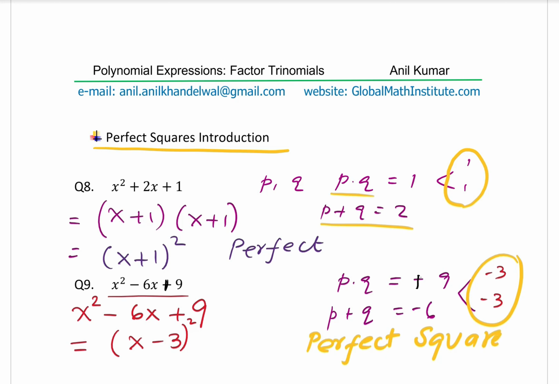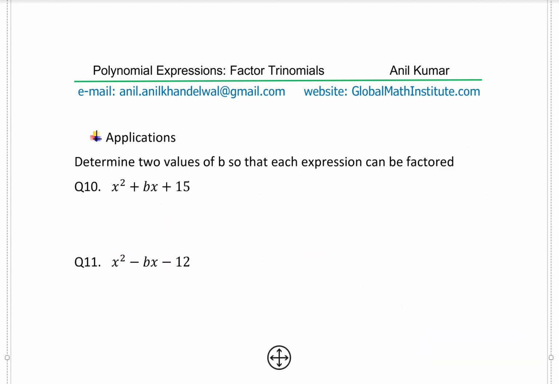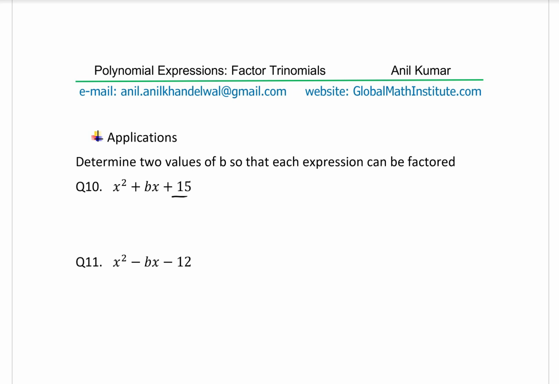Okay, so let's take some more examples, and this time we have question number 10 and 11, which are very interesting, and such questions can be seen in test problems, especially in the thinking and communication section. I'd like you to pause the video, think over them, answer, and then look into my suggestions. Determine two values of b so that each expression can be factored. Question number 10, x squared plus bx plus 15. Question number 11, x squared minus bx minus 12. You need to find the value of b so that you can factor.